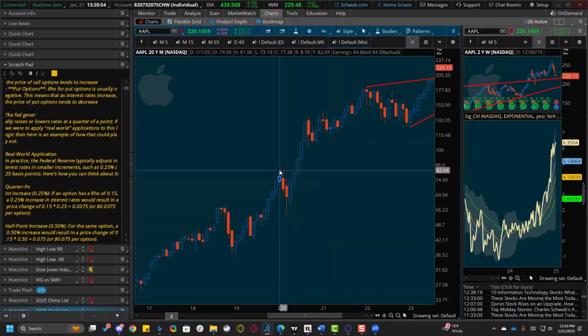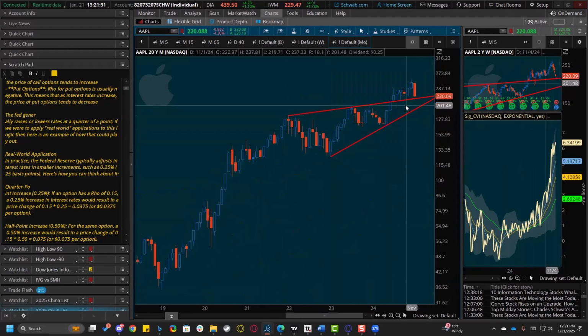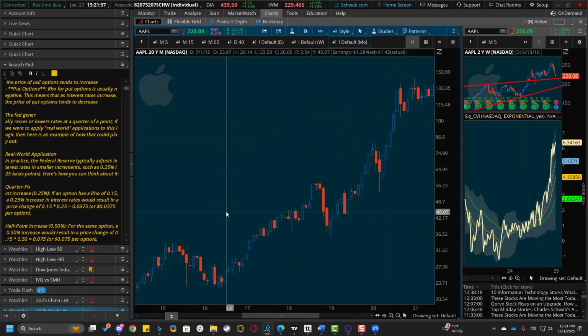If you go back and look at what happened to Apple, for example, way back during COVID, which we're going to do now, we'll just put this on a monthly chart and we can go back to 2020. There's the COVID drop where Apple was at 82 and it dropped down to 52. That's 30 points that it dropped, right? It dropped a lot. So we've got to keep that in mind when we think about the idea that interest rates could change the price of the option drastically enough to impact your trade.